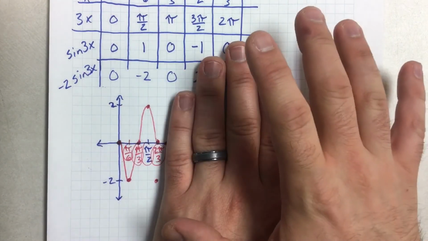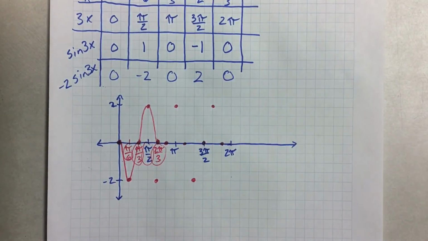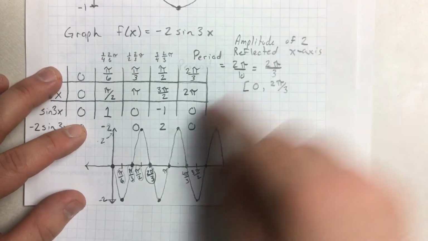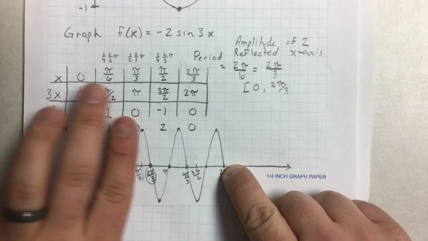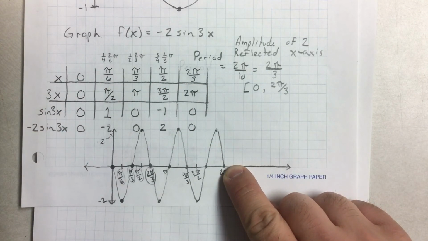I was actually going to try to show you, let me show you what it should look like here. It should look something like this, so you can see how for 2 pi we have 1, 2, 3 complete cycles to get to 2 pi.